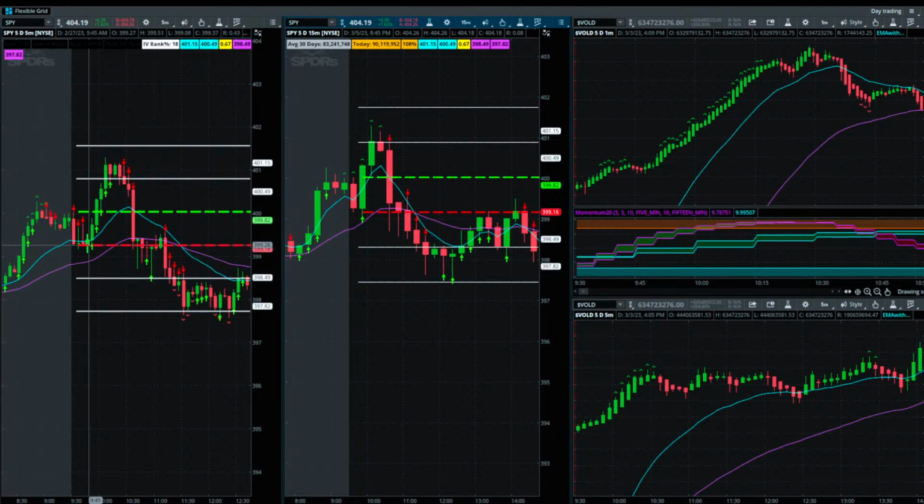Now, generally speaking, with this strategy, at least for me, I always wait for candle confirmation. So here is a big reason. Obviously, we're not looking live, so it's a little harder to see it.